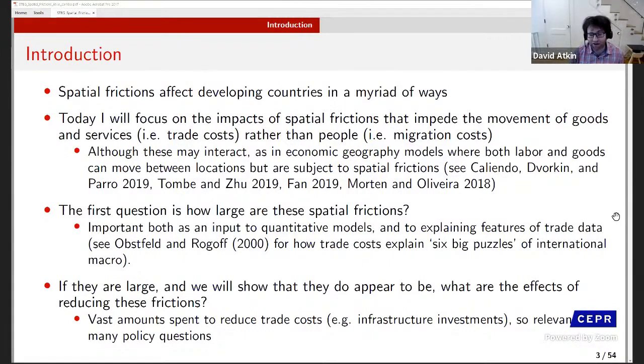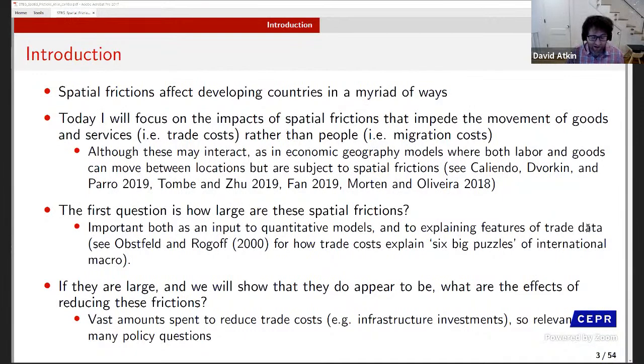That's not just for trade flows within or across countries. It's also true for international macro. Obstfeld and Rogoff have a very influential paper noting how possibly all of the six big puzzles of international macro can be explained, at least partially, through more realistic treatment of trade costs in those models. Okay, so that's why I think it's important to measure these things.